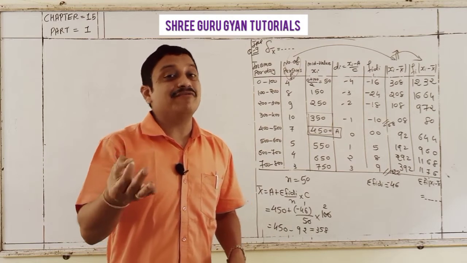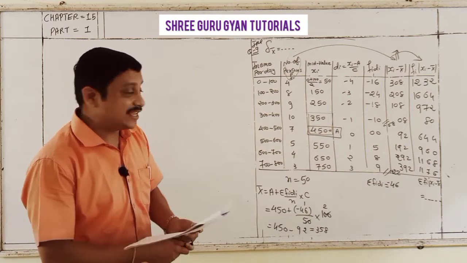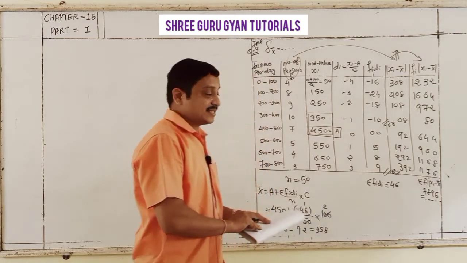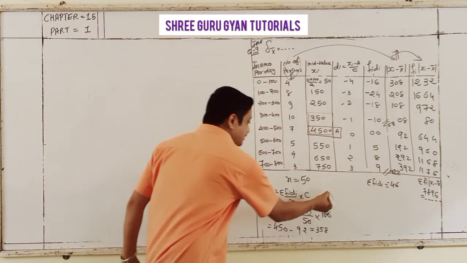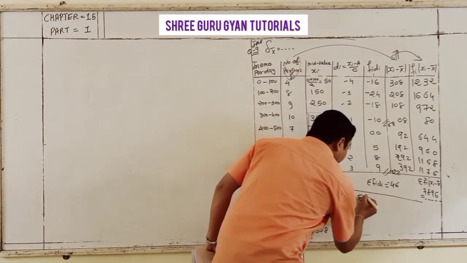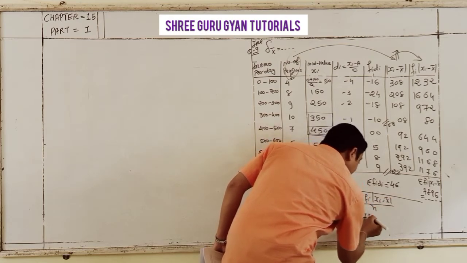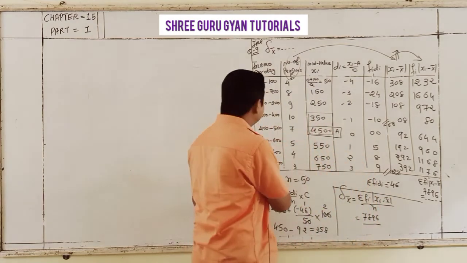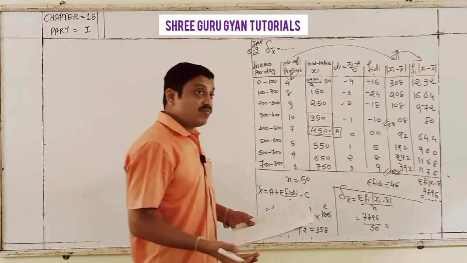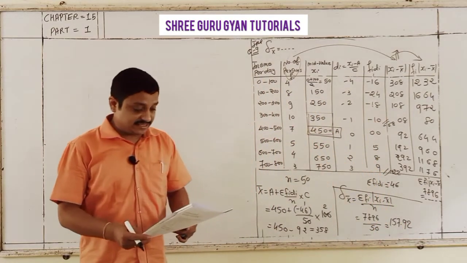Now I will decide my final answer. Students, if you add all these values using the calculator, you will get 7896. Therefore, the average deviation about the mean is sigma Fi modulus xi minus x bar upon n, which is 7896 upon n. And n is 50. Dividing, you get 157.92 approximately. Your answer is decided.